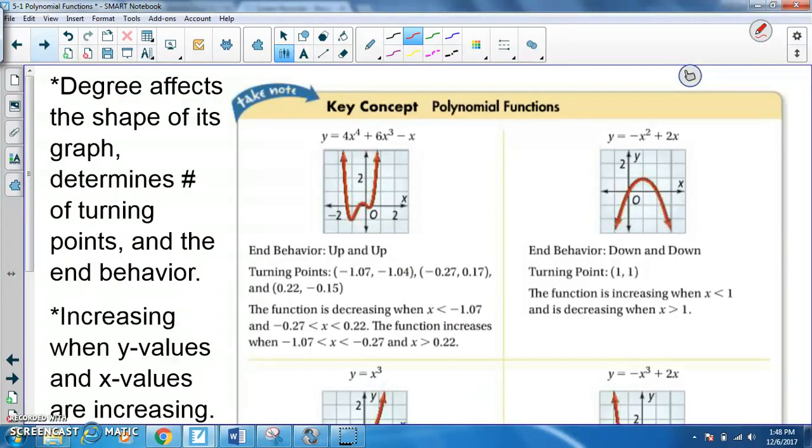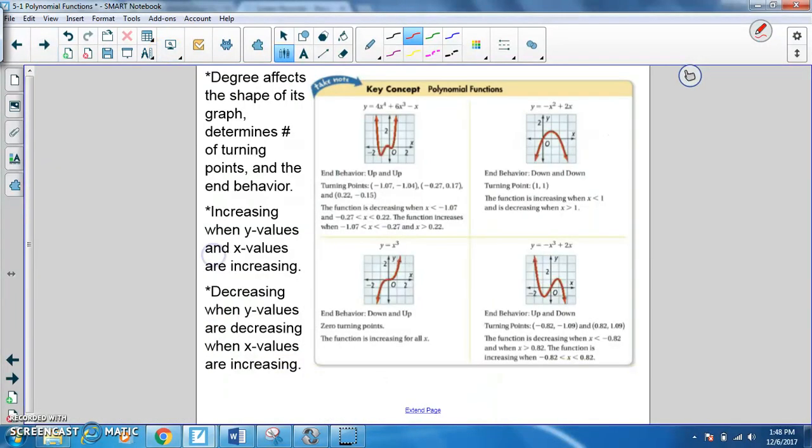Here we're talking about turning points. So the degree affects the shape of its graph, determining number of turning points and end behavior. So we are increasing on our graph when our y values and x values are increasing, and we are decreasing when our y values are decreasing and our x values are increasing. X values are increasing means we are moving towards the right.